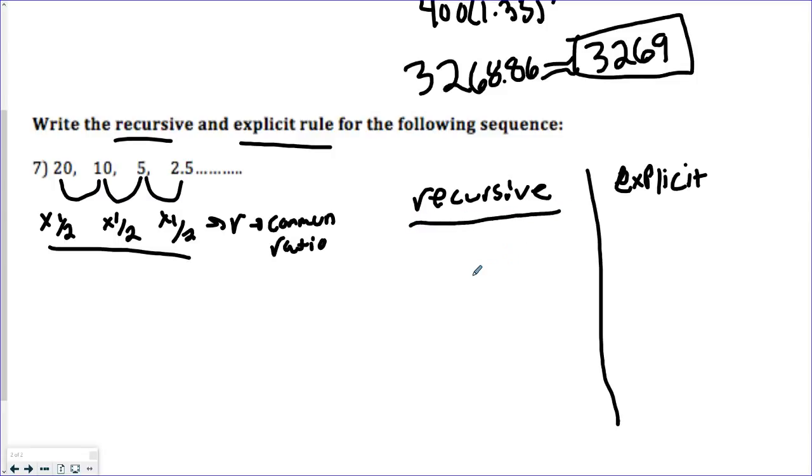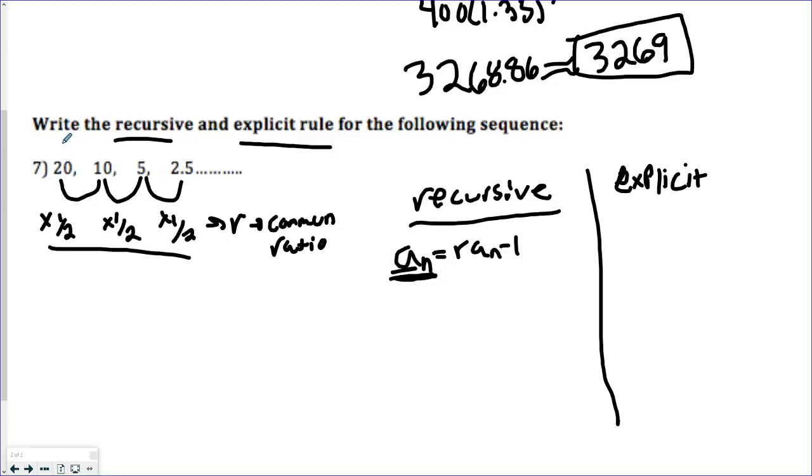The recursive way is a little bit easier. The recursive way looks like this. A sub n is equal to r times a sub n minus 1. So what a sub n is kind of like your y. This is the number that you want. So this is the number in the nth spot. So a is the number, n is the spot.